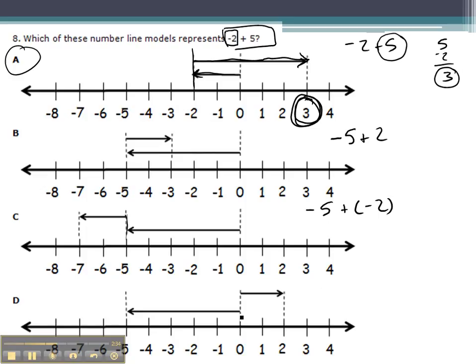The problem with answer choice D is in these models you start at the origin, but then the integer that you're adding starts where the first integer left off, and both of these are extending from the origin, so this one does not work. So definitely answer choice A in this case.